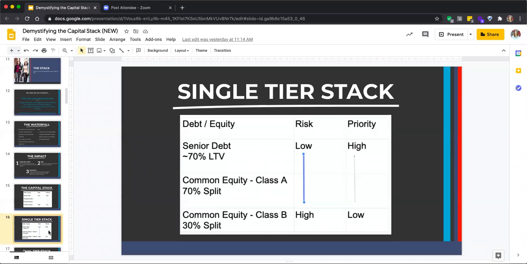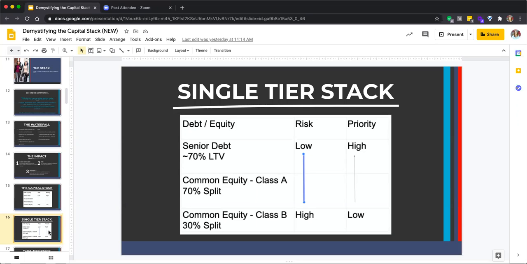Now, the Class A might still have a preferred return attached to it, but we consider them both common equity classes, and we'll split the deal 70-30, 70% to the Class A and then 30% to the Class B. We'll give a preferred return to the Class A, generally somewhere between 7 to 8%, and that's it. We just split the profit 70-30, distributable cash flow from monthly income as well as the equity on the back end sale.